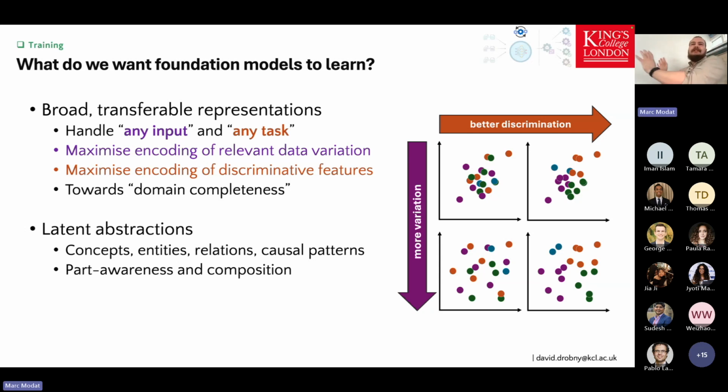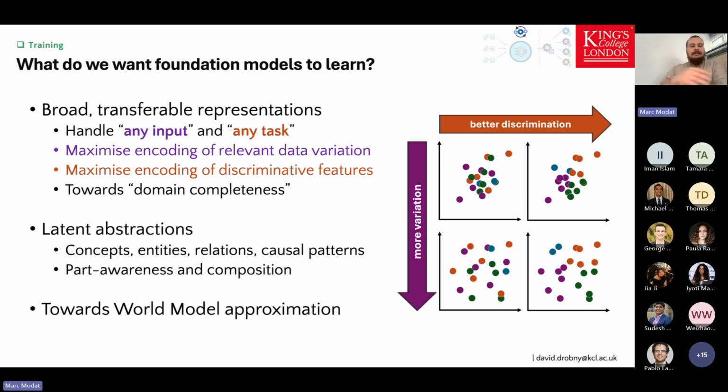But this holds for any kind of machine learning or deep learning. For foundation models, we want to use the high capacity of very big models and very big data sets. So our target here is also to learn higher level latent abstractions of our data. So this could be any kind of concepts, entities, relations in the data, potentially causal patterns, as well as part awareness and composition. So for example, the model should be able to know that a human usually consists of different body parts. So even if we only show part of a body, the model can assume what the other parts are.